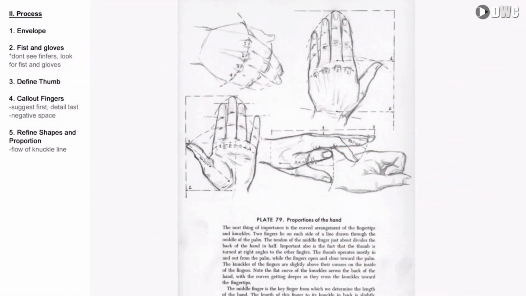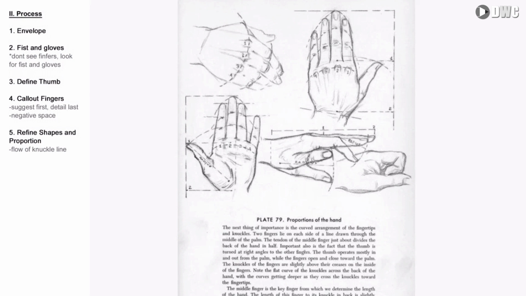And we'll go through more examples of this process in the demonstration, but I just want to go through this quickly. So finally, step 5, refine shapes and proportion. Refine the shapes. Obviously, once you have your hand built, once you have the shape, once you have your gloves and your fist, call out your thumb, call out the fingers that need to be called out. Now, we'll just refine our work.